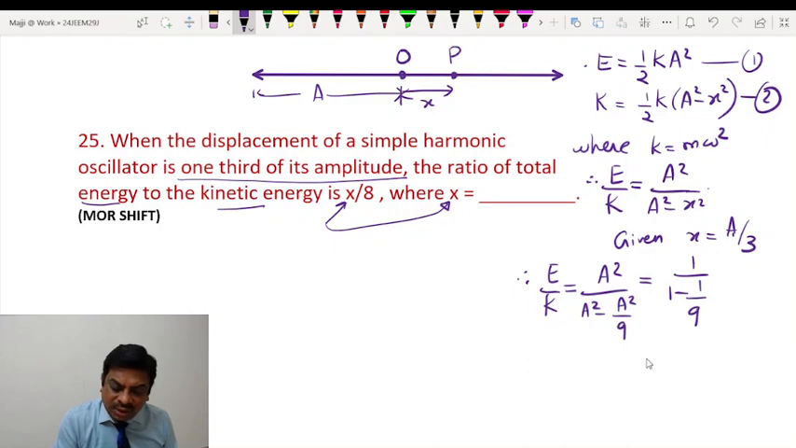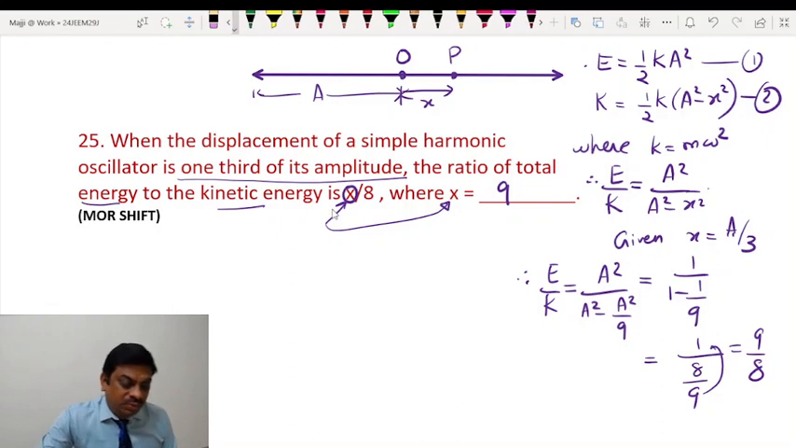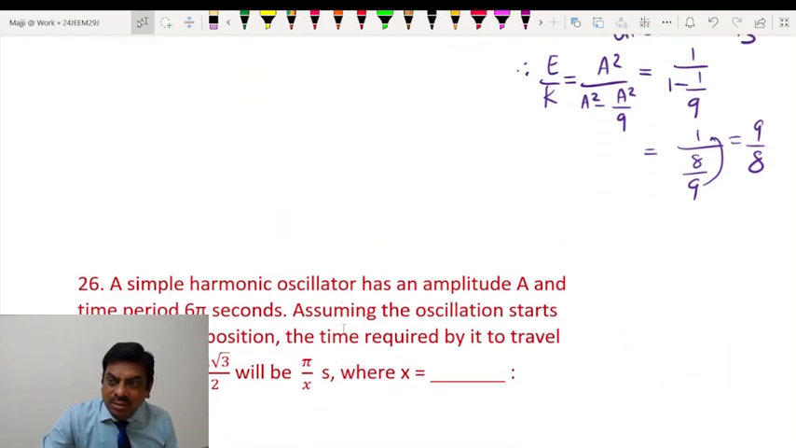You can cancel A square. So 1 minus 1 by 9 is 8 by 9. So 9 goes up, you have 9 by 8. So x, that is the numerator, is 9. We'll move to the next question, students.